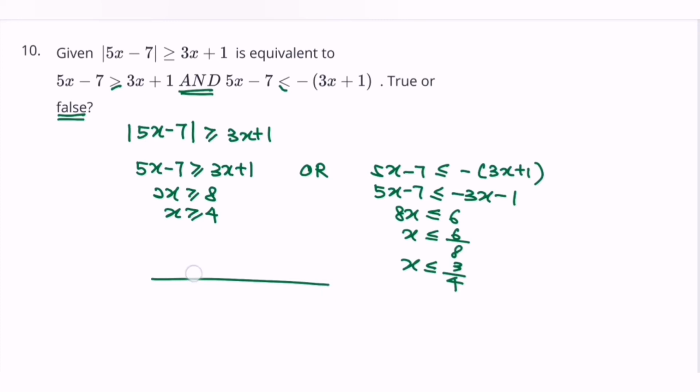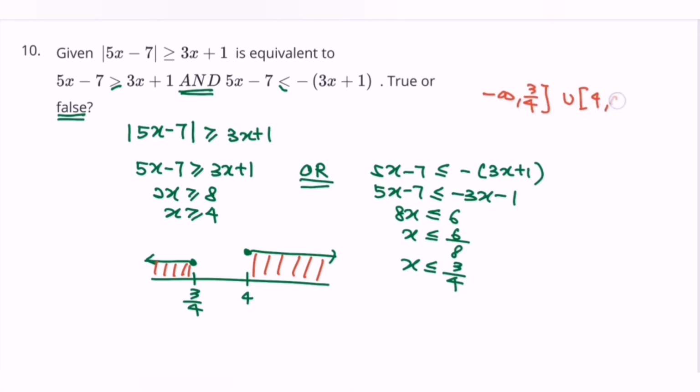Illustrate the situation. 3 over 4 and 4. Then circle towards the left, then circle towards the right. And we have the OR case, so we need to shade the region. So the answer for this question would be negative infinity until 3 over 4, union from 4 until infinity.